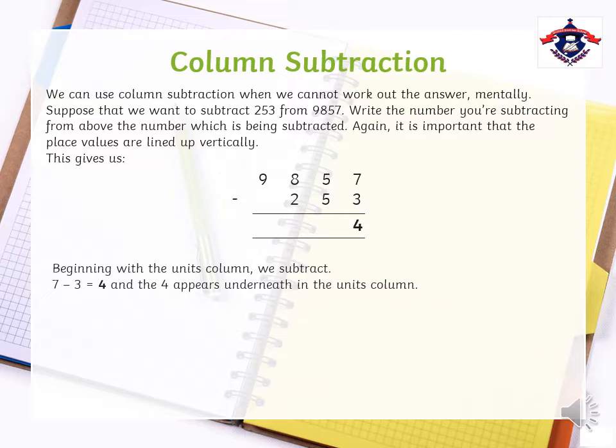After the units column, you will go with the tens column. So 5 minus 5 is equal to 0. 8 minus 2 is equal to 6. 9 minus 0 is equal to 9. So you get the answer 9604.